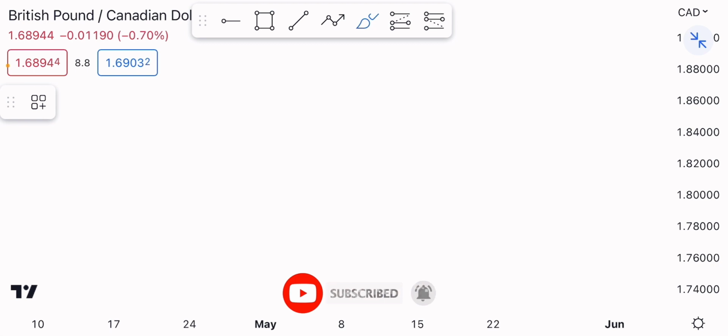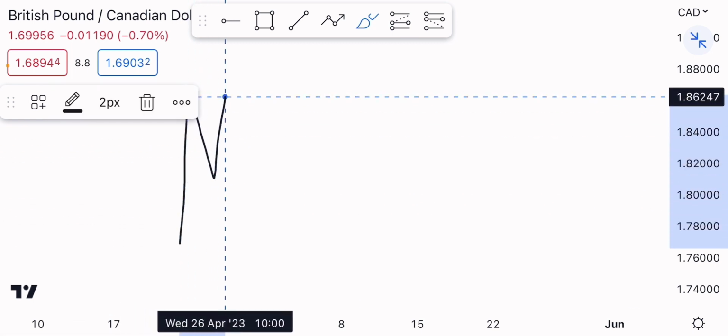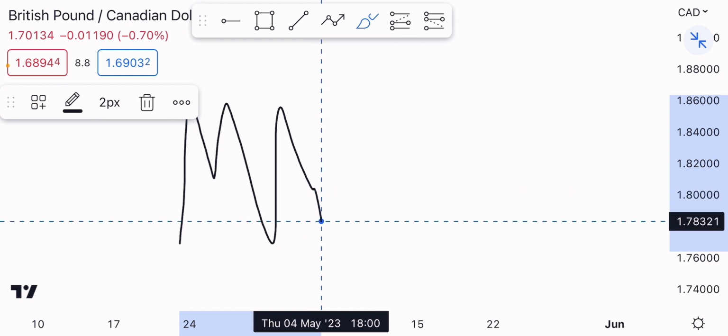So let's get to it. So when trading the support and resistance levels, there are basic things we should know. I'll be showing you guys a sketch of how the support and resistance levels in the market look like.